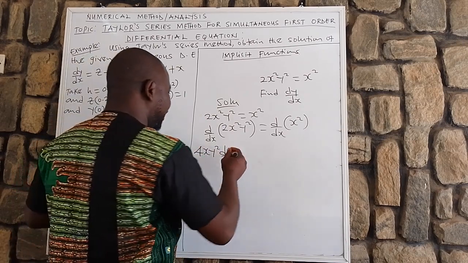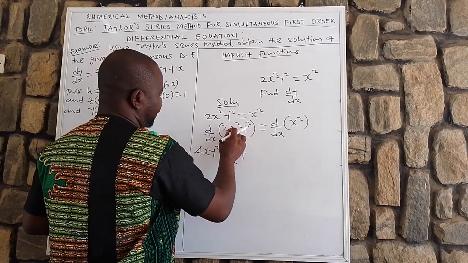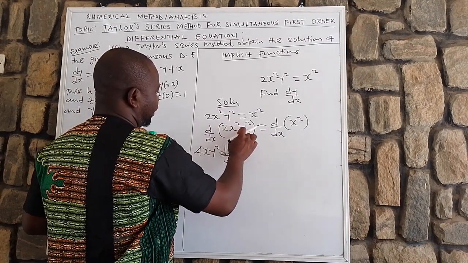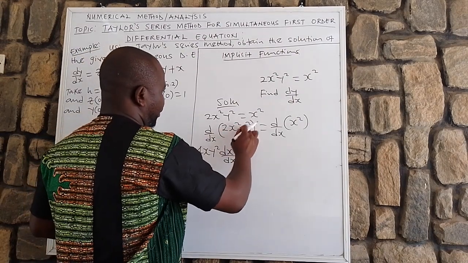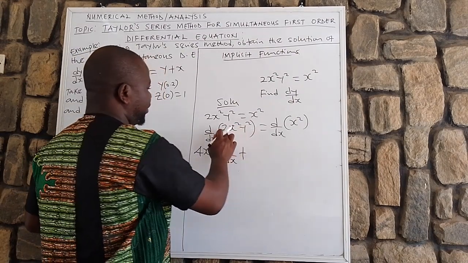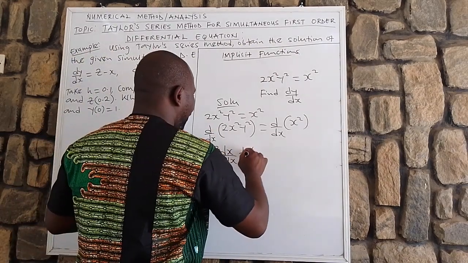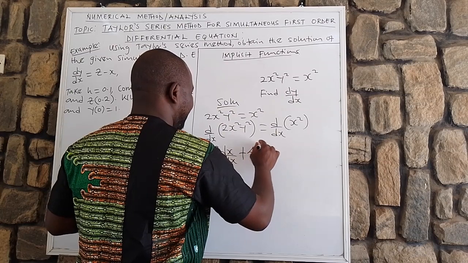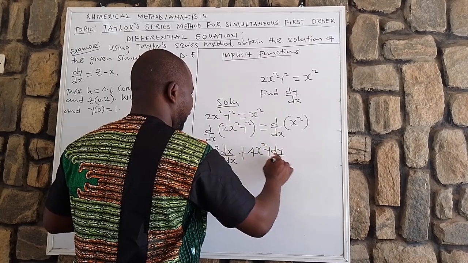Then plus, the same thing applicable here. We are going to hold 2x squared, then differentiate y squared. So if we differentiate y squared, we are going to have 2y. Then use it to multiply 2x squared. We will have 4x squared y, the dy, isn't it? All over the dx.